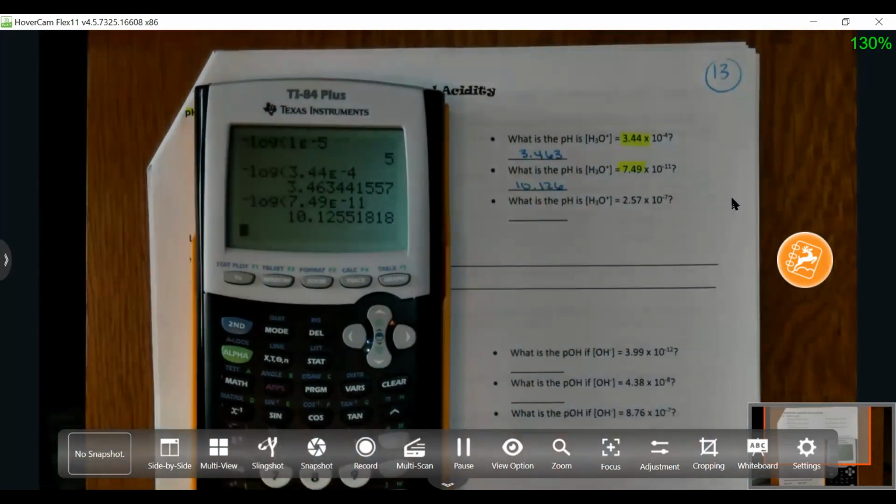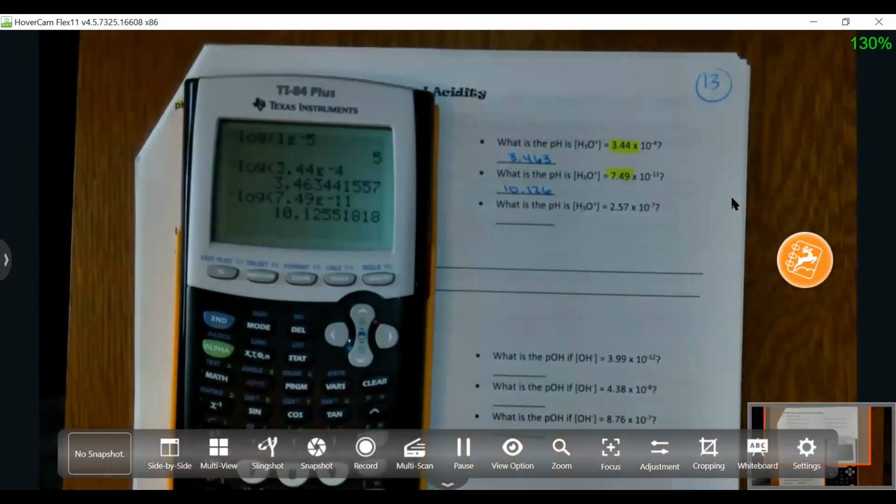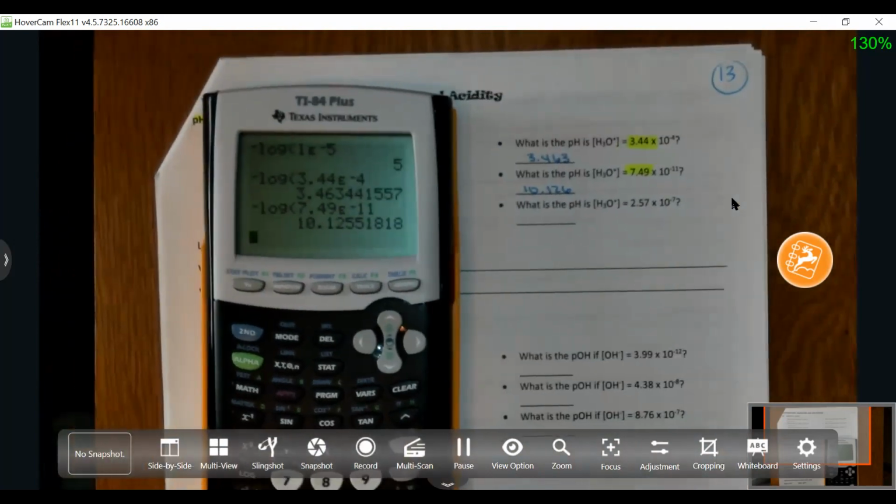10.126. Sorry, my light up here keeps flashing, so I'm just going to go ahead and turn this. I don't know why it keeps flashing like that.